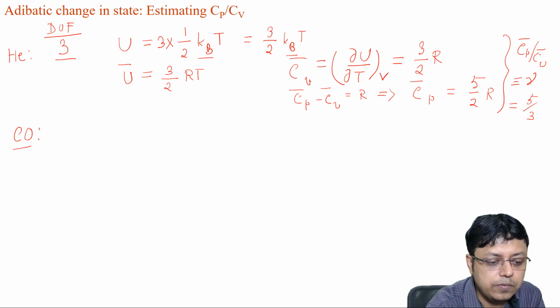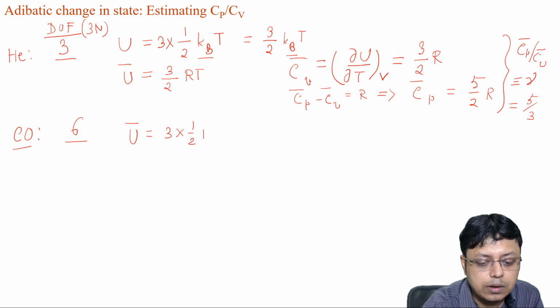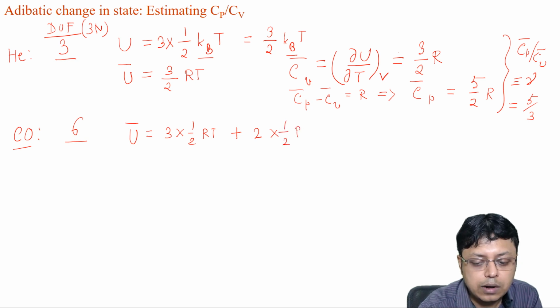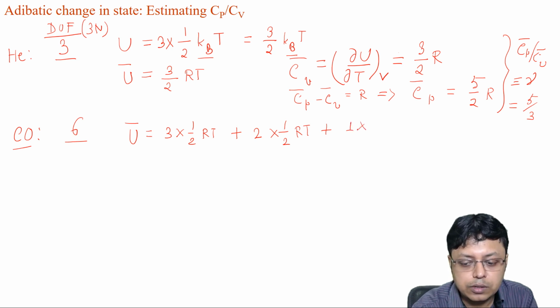Here the total degrees of freedom, there are 2 particles, so the total degrees of freedom will be 3n, which is 6 in this case. Now 3 goes for translation, and the translational contribution will be 3 into half RT. Now 2 goes for rotation, and for each rotation it will be half RT, and then there is 3n minus 5 because it is linear. So 3n is 6 minus 5 is 1 contribution for the vibration.